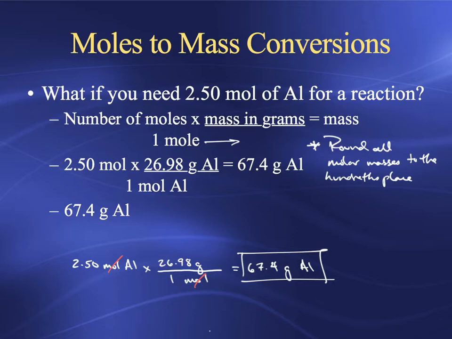If you noticed earlier, just a moment ago with the iron, 55.85 or so grams of it was 1 mole. Well, 67.4 grams of aluminum is 2.5 moles. So it depends upon the molar mass of that element or molecule or compound, whatever we've got there.